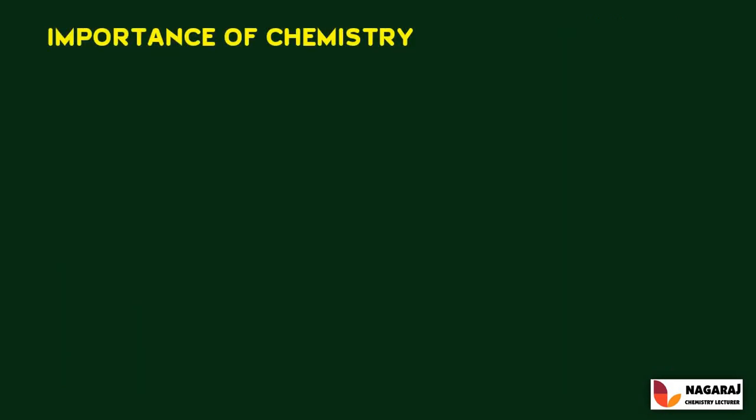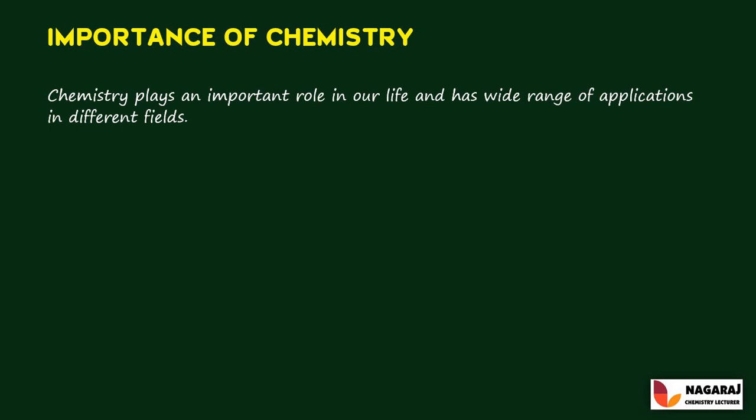Next, let us see the importance of chemistry and the scope of chemistry. Chemistry has helped us meet all our requirements that are necessary for the advancement of life, such as food additives, healthcare products, plastics, dyes, polymers, etc. That is, it plays an important role in daily life. Chemistry has a wide range of applications in different fields. Some of its applications are listed here, that is in agriculture, in health and in industries. Let us see how chemistry plays an important role in agriculture.